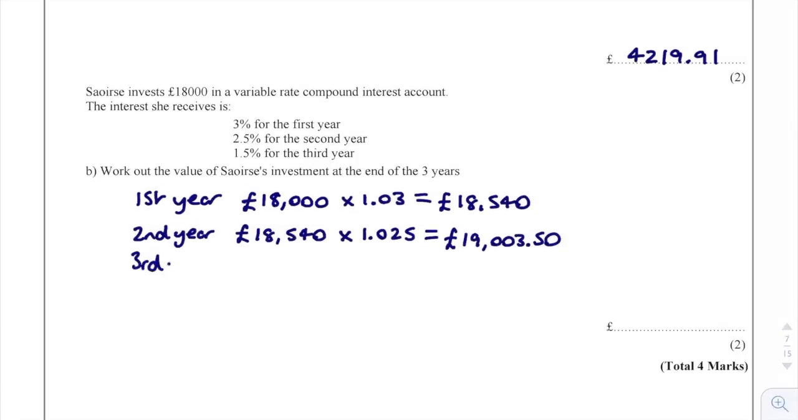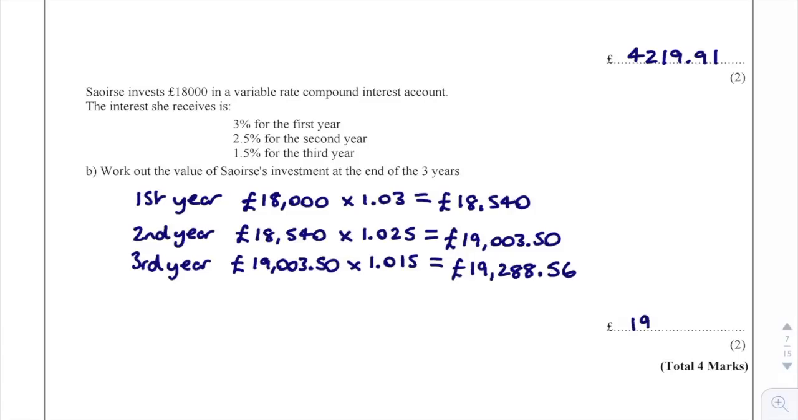So we now look at the third year, and they start off with £19,003.50. Multiply that by 1.015. Work that out on your calculator, and you get £19,288.56 to 2 decimal places. So that is our final answer.